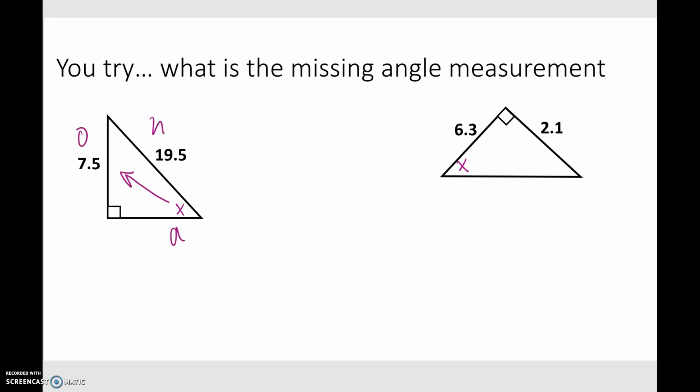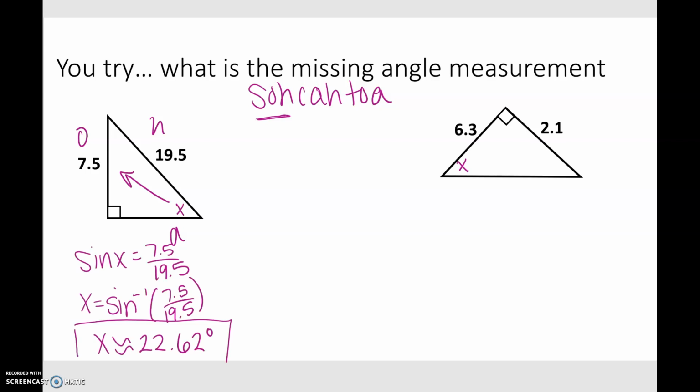So first step, just figure out what sides you've got. This is the angle, so we've got the opposite and we've got the hypotenuse. So we're going to be using sine, which means we take the sine inverse, and so that angle is about 22.62 degrees. Go ahead and try the next one.